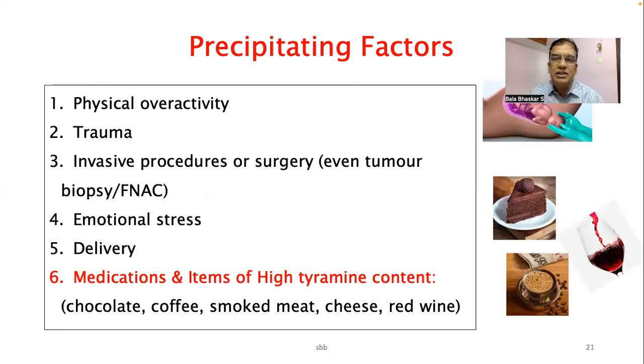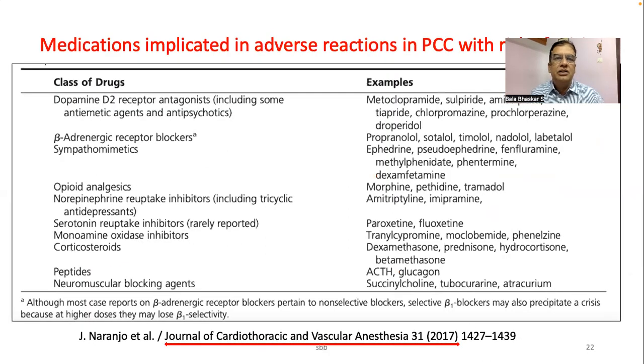What you have to remember is that the symptoms and signs can be precipitated by certain factors that include physical overactivity, trauma, and even delivery. Small procedures like FNAC or biopsy can precipitate them. And the patient may be taking certain medications and items which have high tyramine content. It could be chocolate, coffee, smoked meat, red wine, and others. In fact, this is a table obtained from the Journal of Cardiothoracic and Vascular Anesthesia, a review article where they got so many drugs which can precipitate an attack of hypertension in these patients.